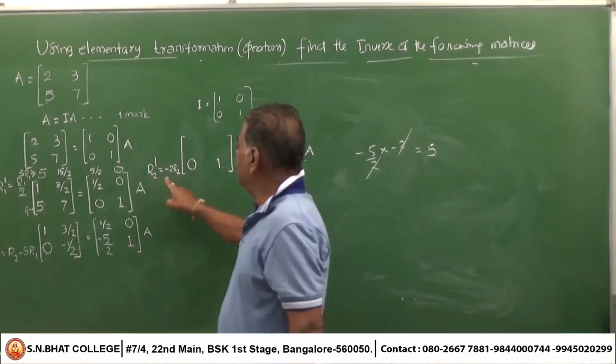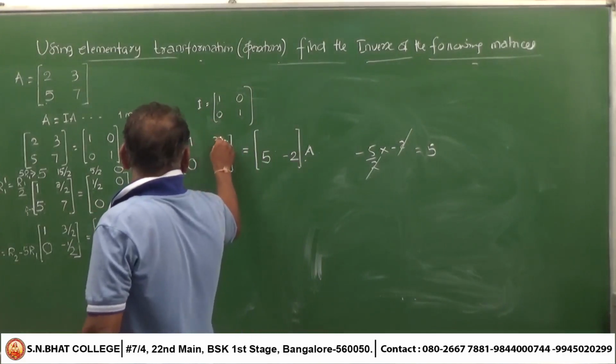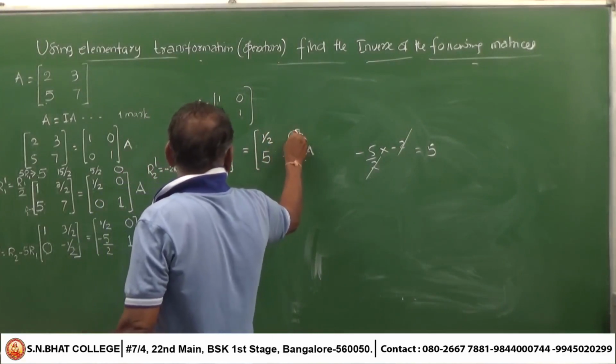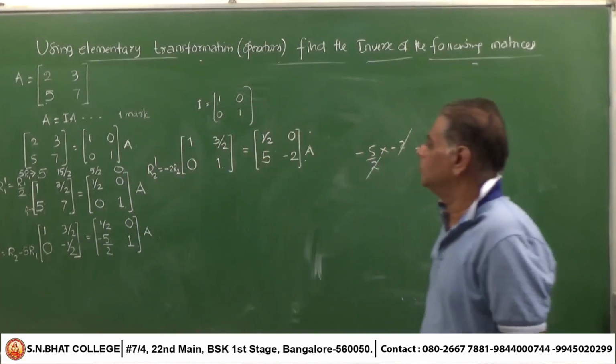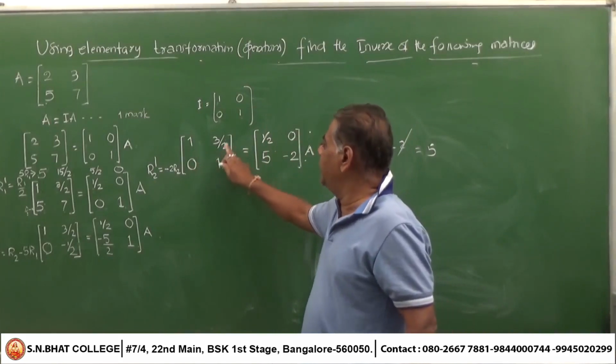I changed only R2 here. I have not touched R1. Write R1 as it is: 1, 3 by 2, 1 by 2, 0. I have made 1, I have made 0, I have made 1.